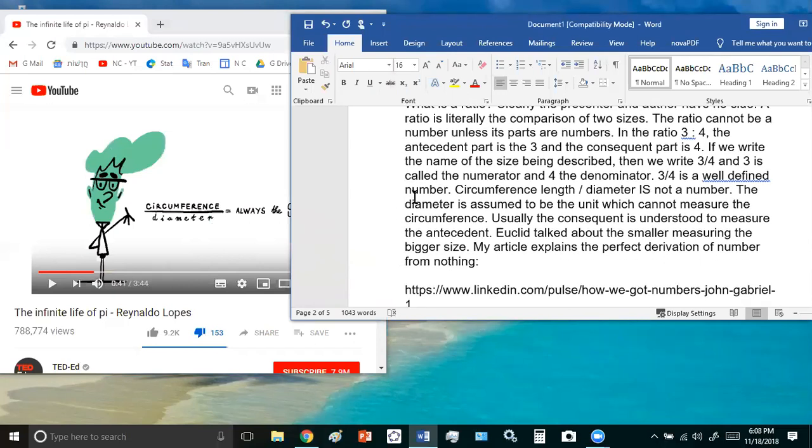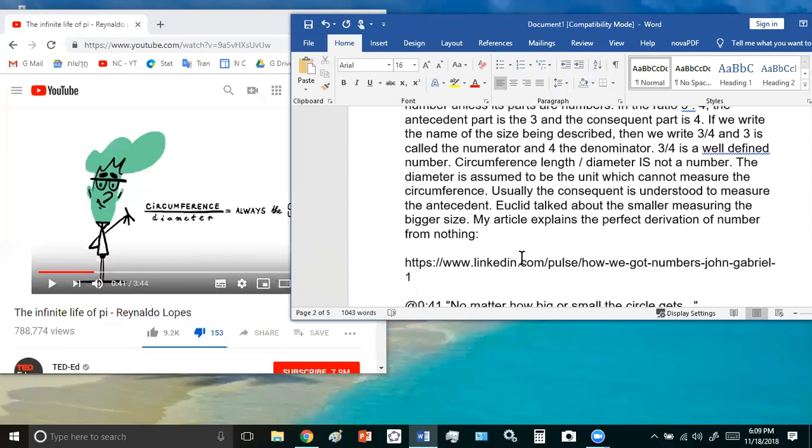In the ratio 3:4, the antecedent part is the 3 and the consequent part is the 4. If we write the name of a size being described, then we write 3 vinculum 4, and 3 is called the numerator and 4 the denominator. So 3/4 is a well-defined number. Circumference length as a ratio to the diameter is not a number. The diameter is assumed to be the unit which cannot measure the circumference of the circle. Usually the consequent is understood to measure the antecedent, or the numerator. Euclid talked about the smaller measuring the bigger.